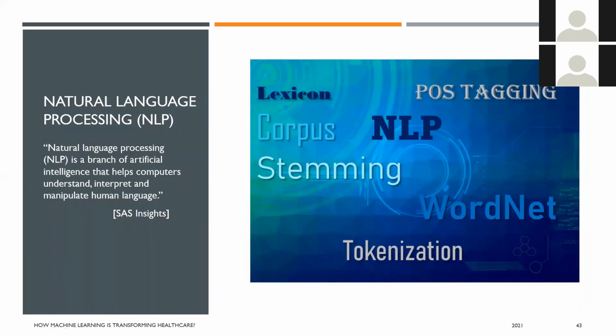So NLP, or natural language processing, is a branch of artificial intelligence that helps computers to understand, interpret, and manipulate human language. NLP combines the fields of artificial intelligence and linguistics. NLP interprets natural language structure and rules to make models which can comprehend, break down, and separate significant details from the text and speech.